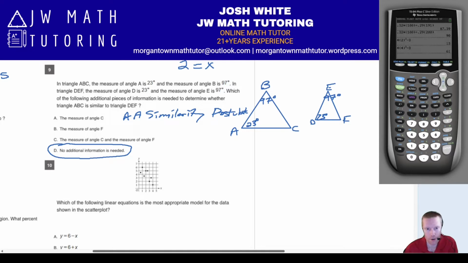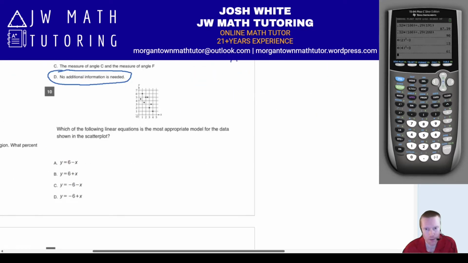There are also other methods to prove that two triangles are similar. You have basically SAS and SSS. But in those cases, the sides are not congruent to each other, but they are proportional. So SAS would be two pairs of proportional sides, and then the included angle between them is congruent or has the same measure. SSS, all three pairs of sides are proportional, but you don't need any information in this case because we have two pairs of congruent angles.